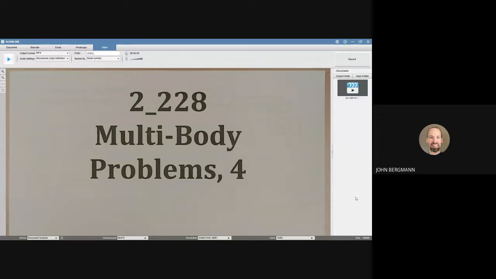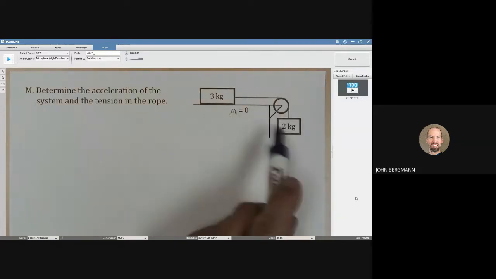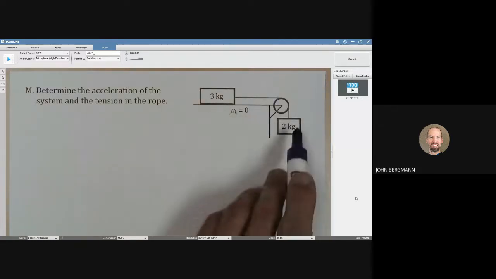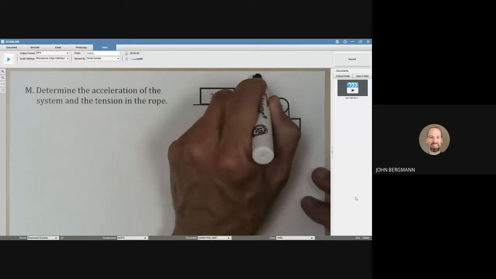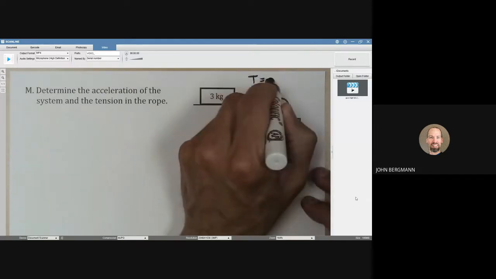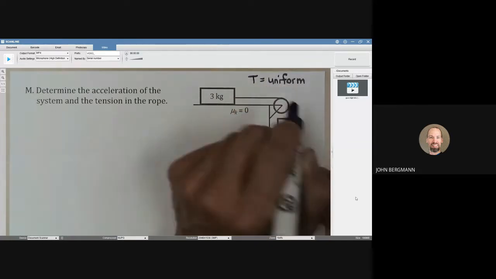Let's do a final multiple body problem. This time we have a pulley with a couple of masses. One mass is on the table, the other mass is hanging off of the pulley. And once again, we are going to assume that the tension is uniform throughout this rope, unless we're told otherwise.